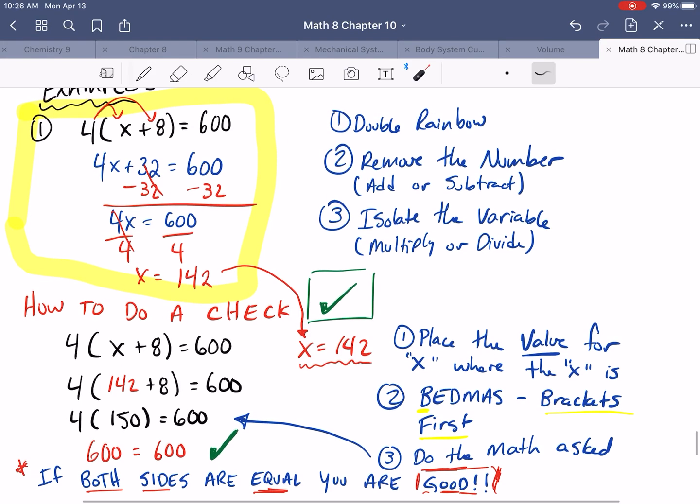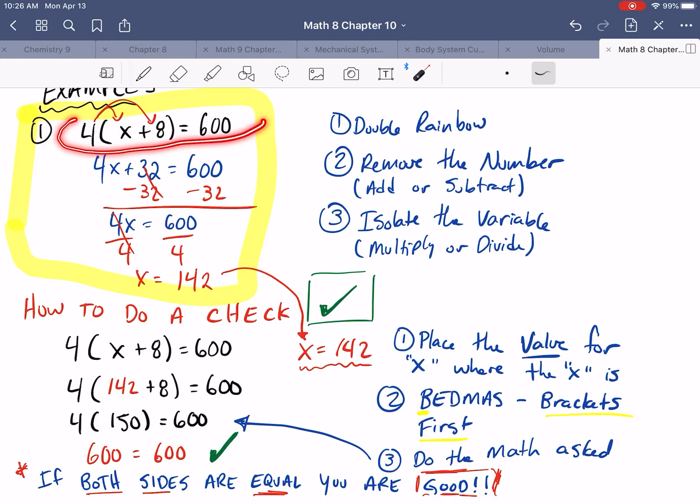It's the same question, you guys. 4 times, in brackets, x plus 8 equals 600. This question is the same thing here. I got my answer, 142. I now put that answer where x is. 4 bracket 142 plus 8.